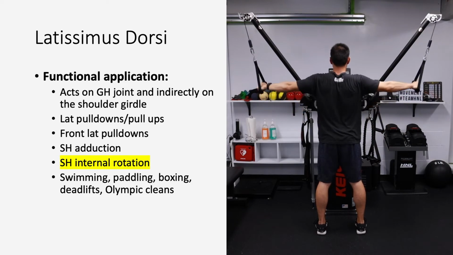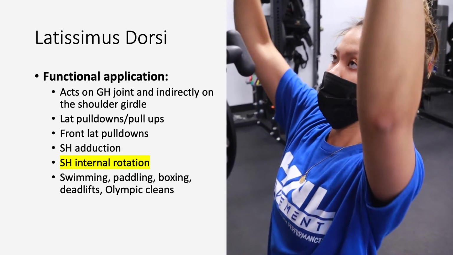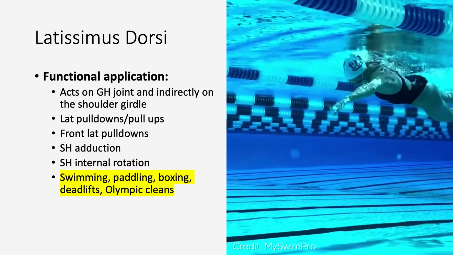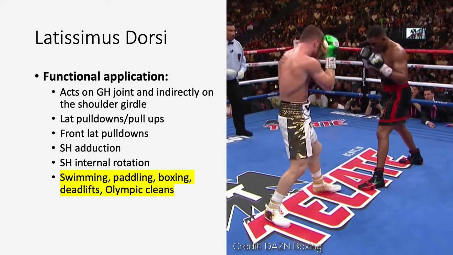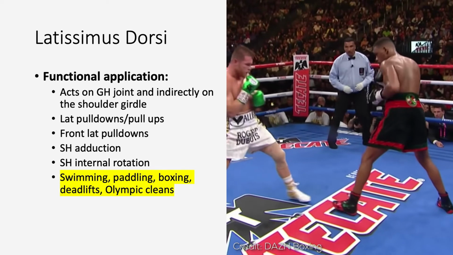And also when you think about any lat exercises, there is an internal rotation component at the shoulder joint. Functionally, like in sports, things like swimming, paddling, even boxing, there's a lot of lat activation when you're completing a punch to internally rotate and also pulling your arm back.